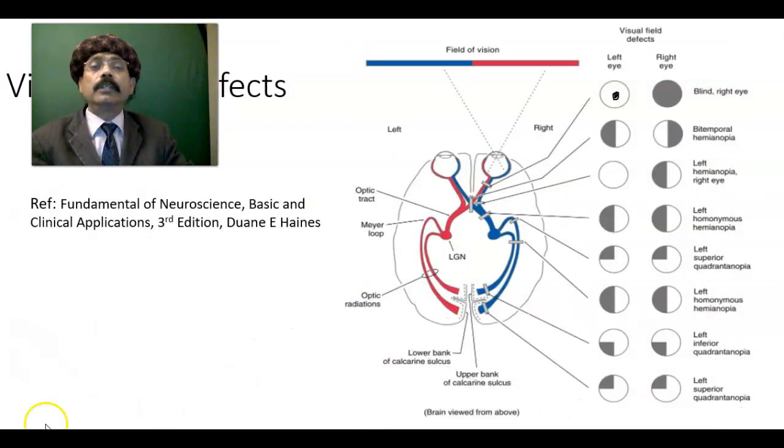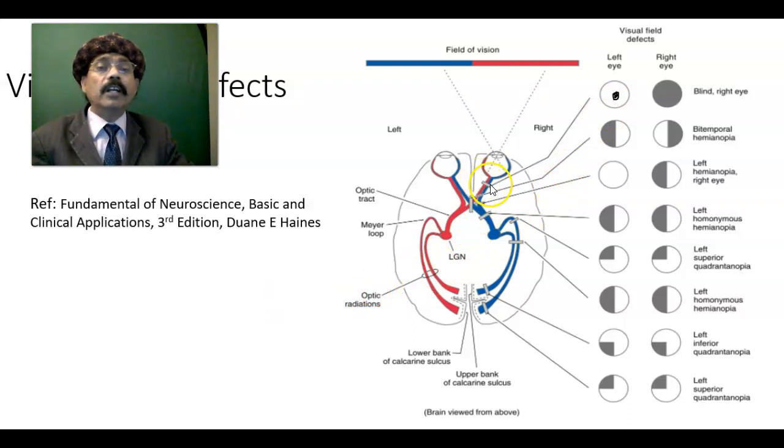So here we have the visual field defects. We'll compare normal and abnormal here, the left eye and right eye. I have plotted this spot to indicate the central scotoma, which is not in this image. This image was without any spot. I put the spot to show the central scotoma. So let's start one by one.